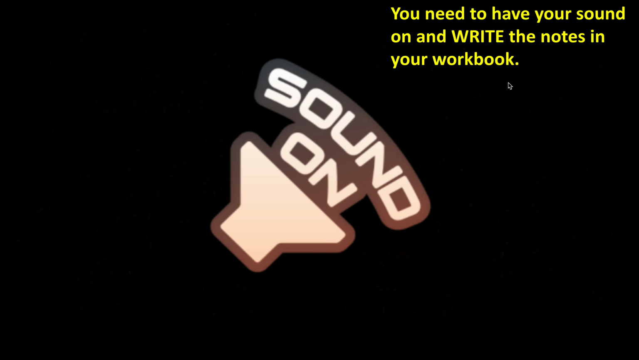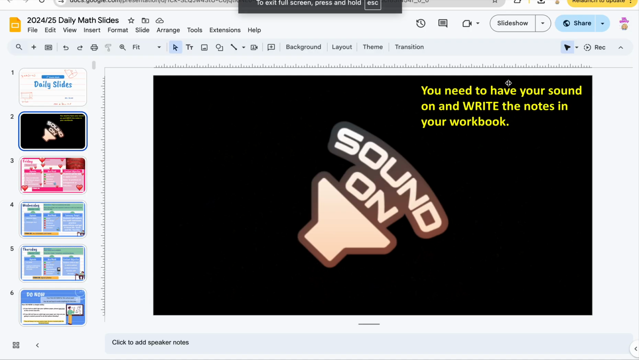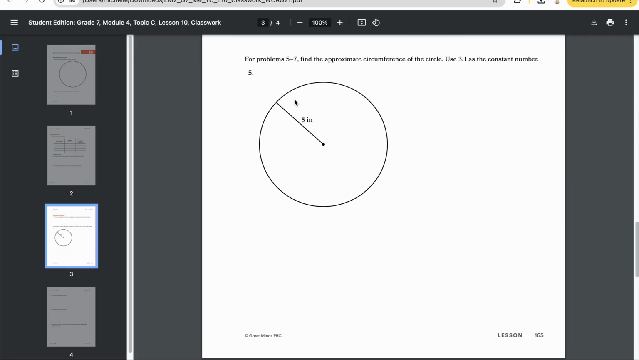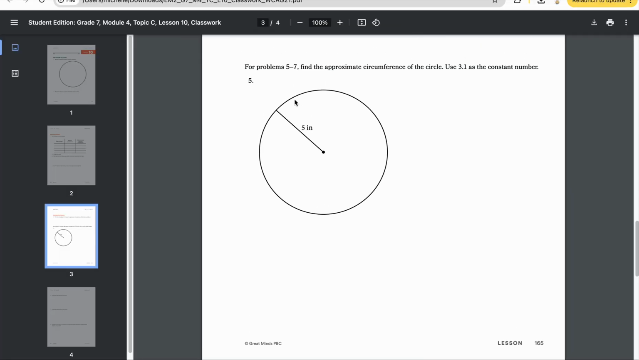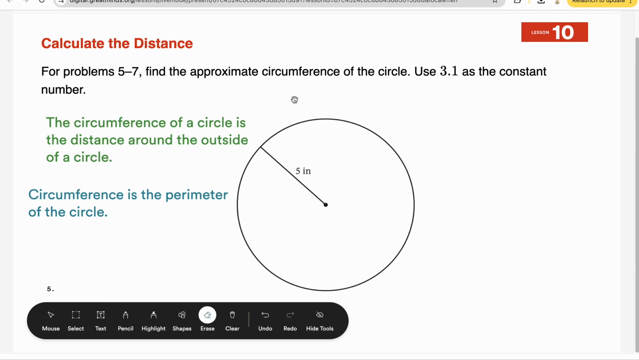and that you're writing your notes in your workbook that go along with this video. We're going to start on workbook page 165. It should look like this, workbook page 165. So this page is saying for problems 5 through 7, find the approximate circumference of the circle. Use 3.1 as the constant number.